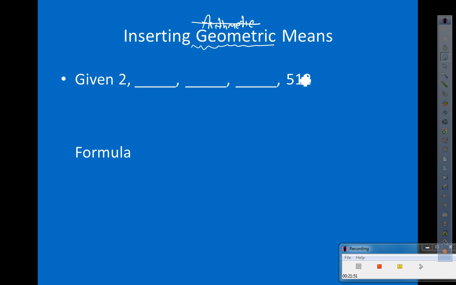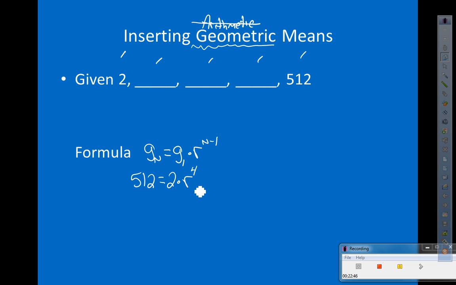Here's how we attack these. And I've only got 2 examples, so pay very close attention. Since it's geometric, I'm going to write down my geometric formula. G sub n equal G sub 1 times R to the n minus 1. A lot like our arithmetic, G sub n is our last number. So I've got 512 equal, G sub 1 is my first number, 2. I'm looking for my R value. Here's how we take care of that n minus 1. I'm working with 1, 2, 3, 4, 5 numbers. 5 minus 1 is 4.